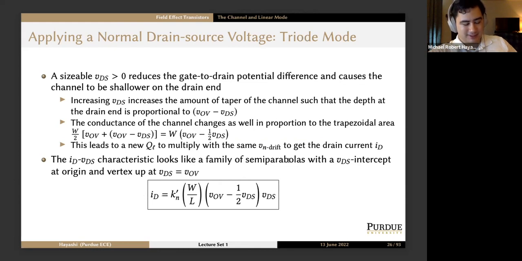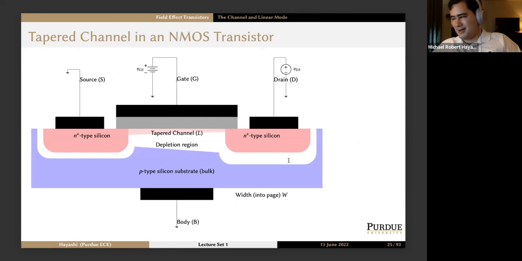So this family of summary parabolas is also a big idea. And then I'll go back to the picture on slide 25 and read from slide 27. Once VDS is greater than VOV, then the gate to drain potential is going to be less than the threshold voltage, and the channel is going to pinch off. Instead of tapering like a trapezoid, it's going to be like a triangle and just reach a point where it is 0 depth channel on the drain side while having a finite depth on the source side. The channel has literally pinched itself off.